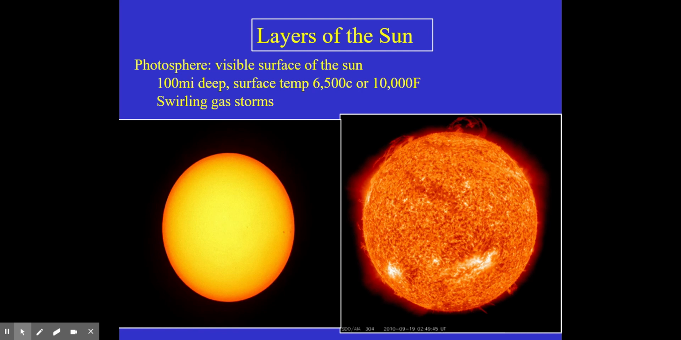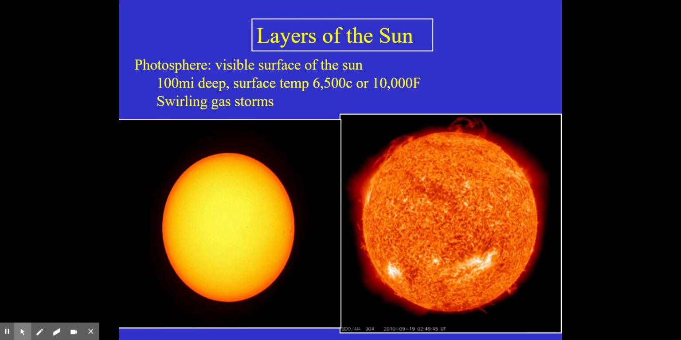This photosphere is about 100 miles deep. Its surface temperature is about 6,500 degrees Celsius, or if you're on the Fahrenheit scale, that's about 10,000 degrees Fahrenheit. The surface of the sun is covered with swirling gas storms and explosions from the surface of the sun. It's a very turbulent environment being on the photosphere of our sun.